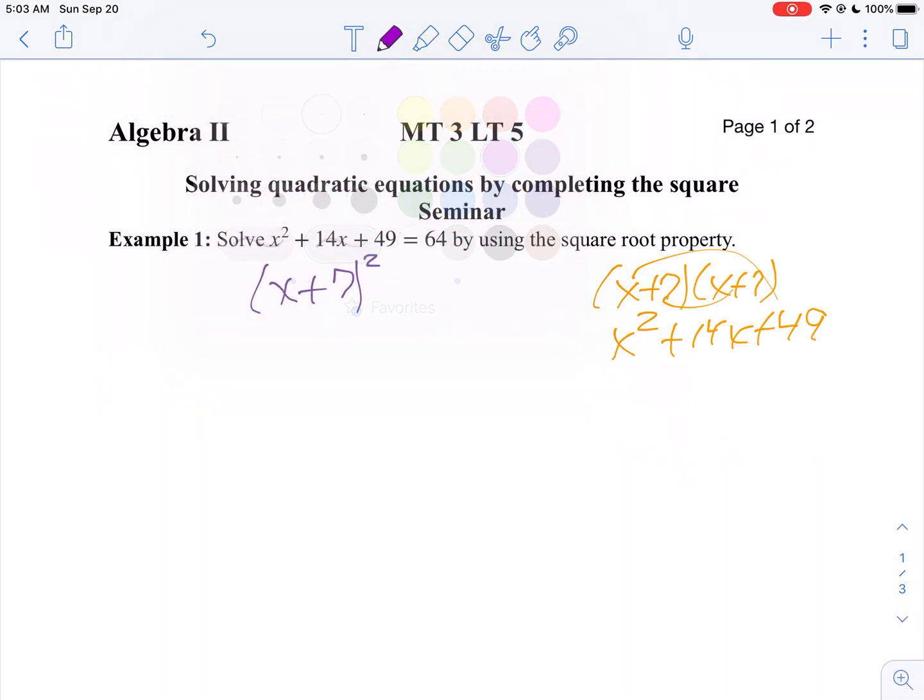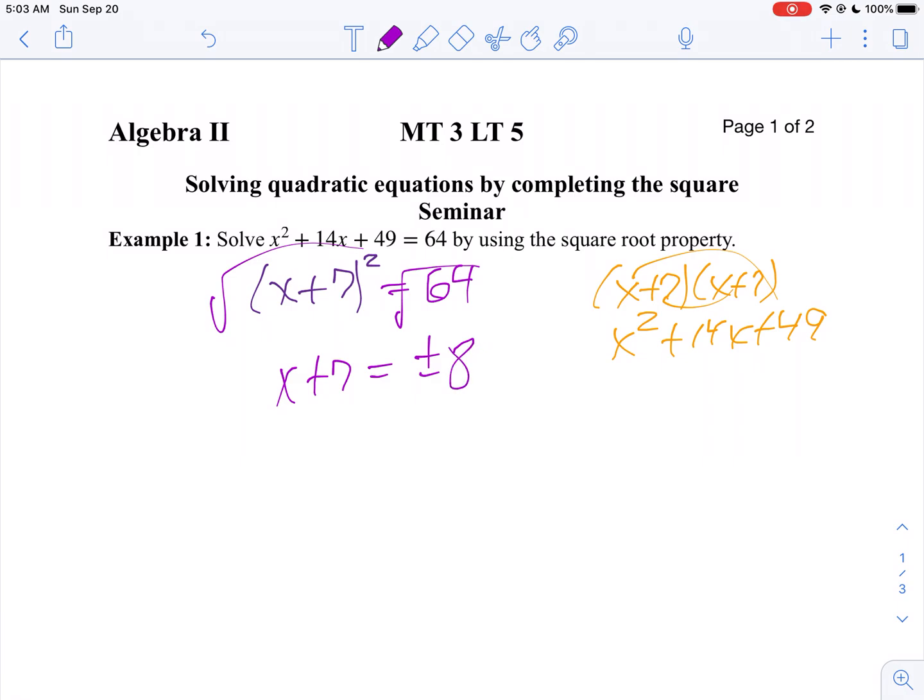So it equals 64. Well, at this point, let's take the square root of both sides. The square root of x plus 7 squared is x plus 7. The square root of 64 could be positive 8 or negative 8.